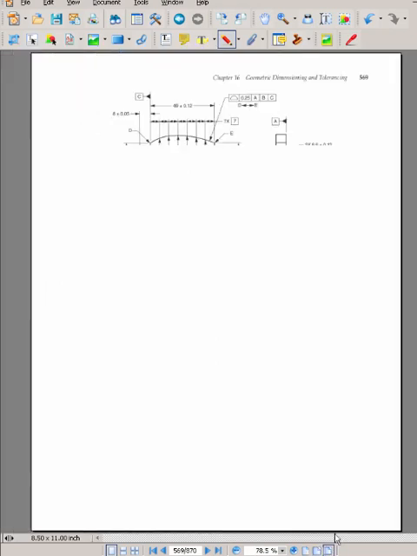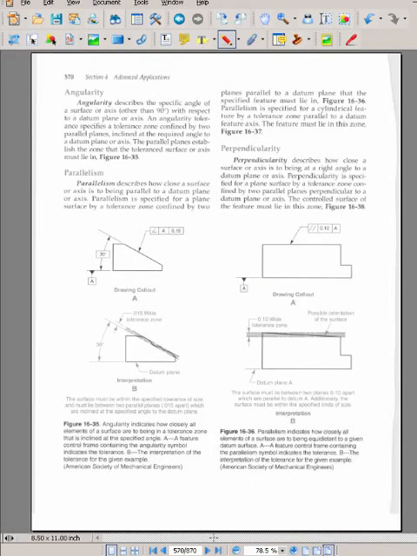So now we're going to talk about angularity tolerance, parallelism, and perpendicularity. And we'll just go through and kind of check them here real fast. Shouldn't be too much. You should be getting the hang of it by now a little bit.